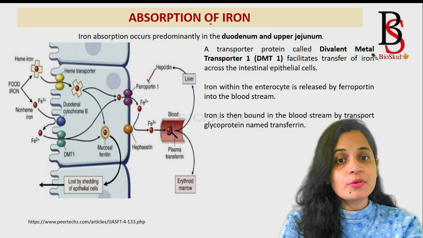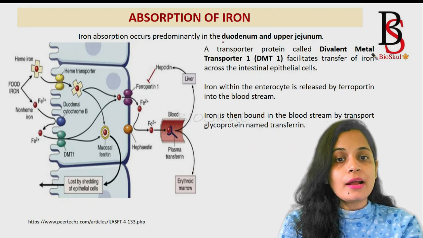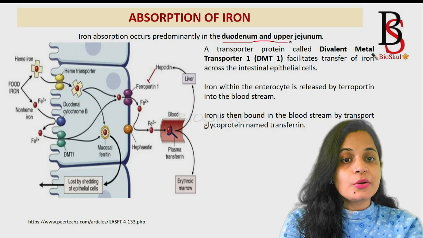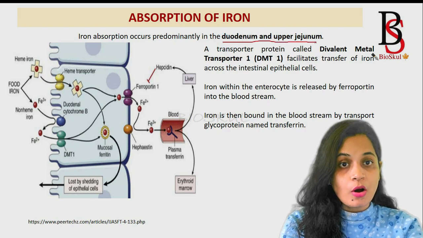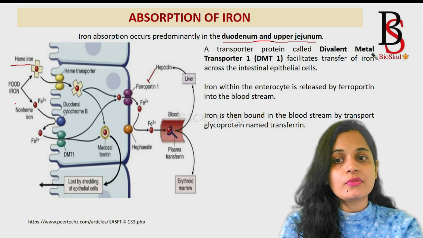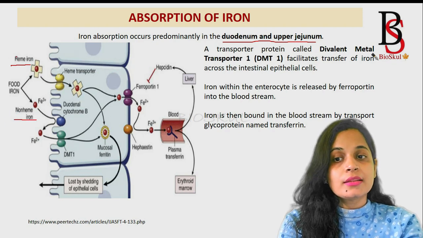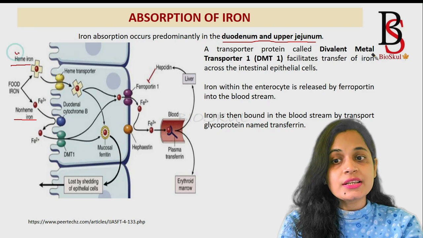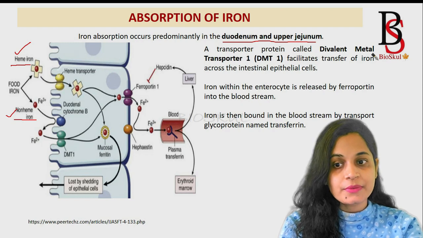Now we come to the absorption of iron. Iron is absorbed in the duodenum and upper jejunum of the small intestine. In dietary food, two types of iron are present: one is heme iron and the other is non-heme iron. Animal-based food products are rich in heme iron, whereas plant-based food products are rich in non-heme iron. So let's see how iron gets absorbed.